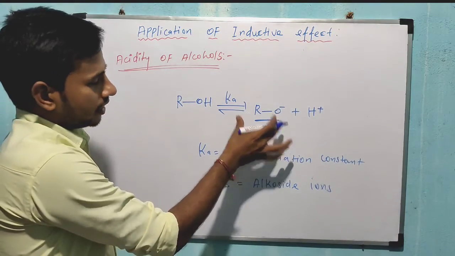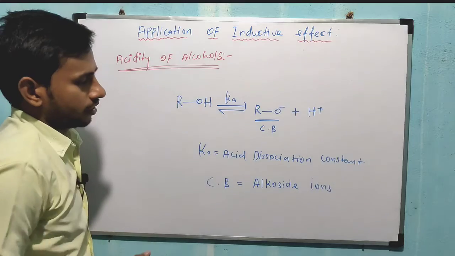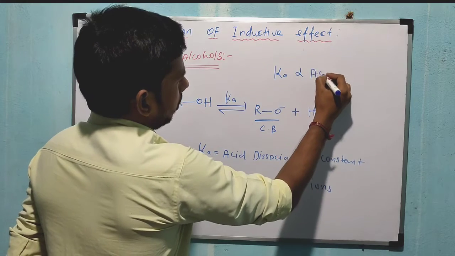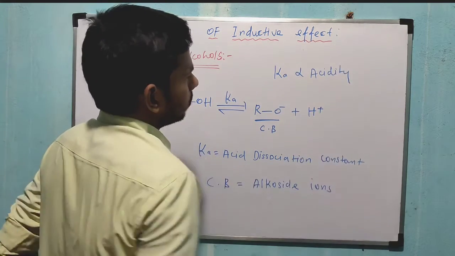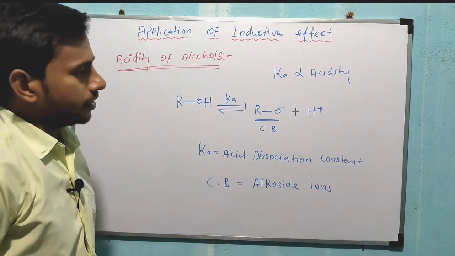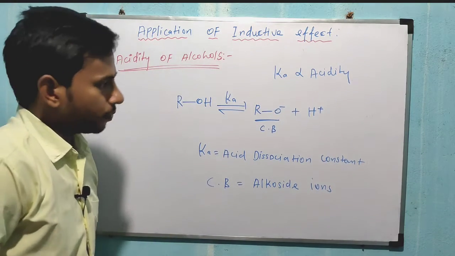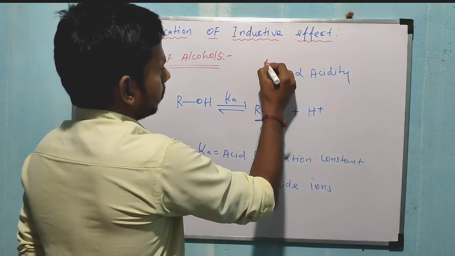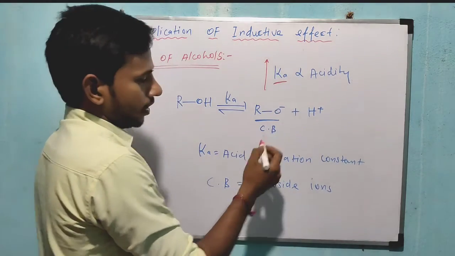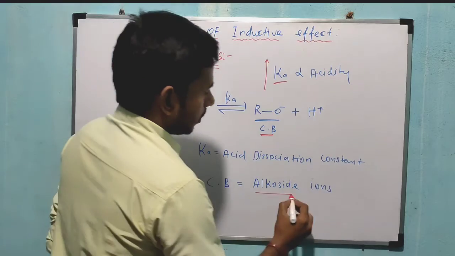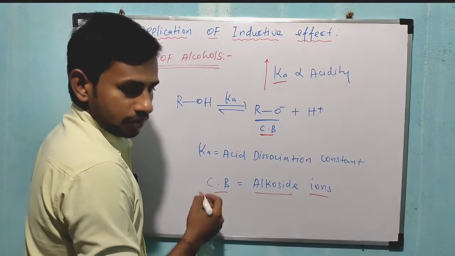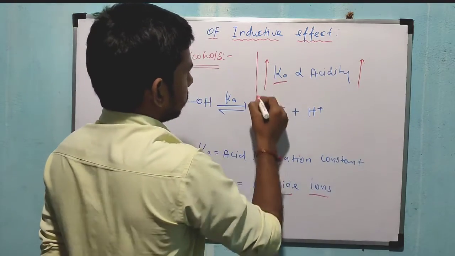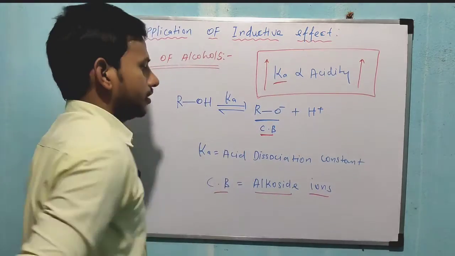So once the alkoxide ion increases, the acidity of the alcohol also increases. That means the dissociation constant is directly proportional to the acidity of the alcohol. When Ka increases, RO minus, the conjugate base or alkoxide ion, increases, and the acidity of the alcohol also increases.